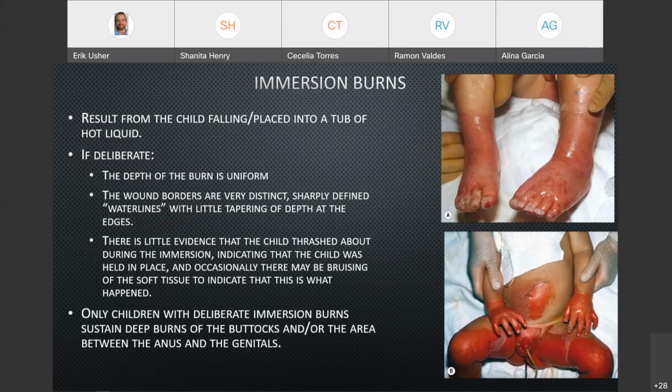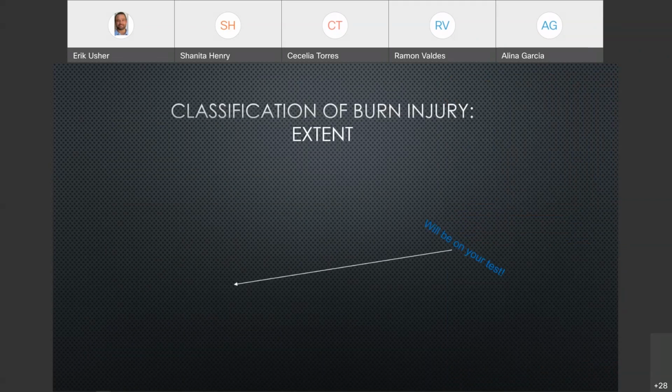Only children with deliberate immersion burns sustain these deep burns to the buttocks and genitalia and the anus. So those are all real hallmark telltale signs of abuse, and you as nurses, if you come across this, it is definitely 100% reportable. Although we can't prevent that in the time, we can help gather the right evidence and prevent it from happening again to a different child. Here's a link for you that really talks more about the nurses' roles in abuse and reporting. All right, let's talk about classification of burn injury and extent of burn injury.